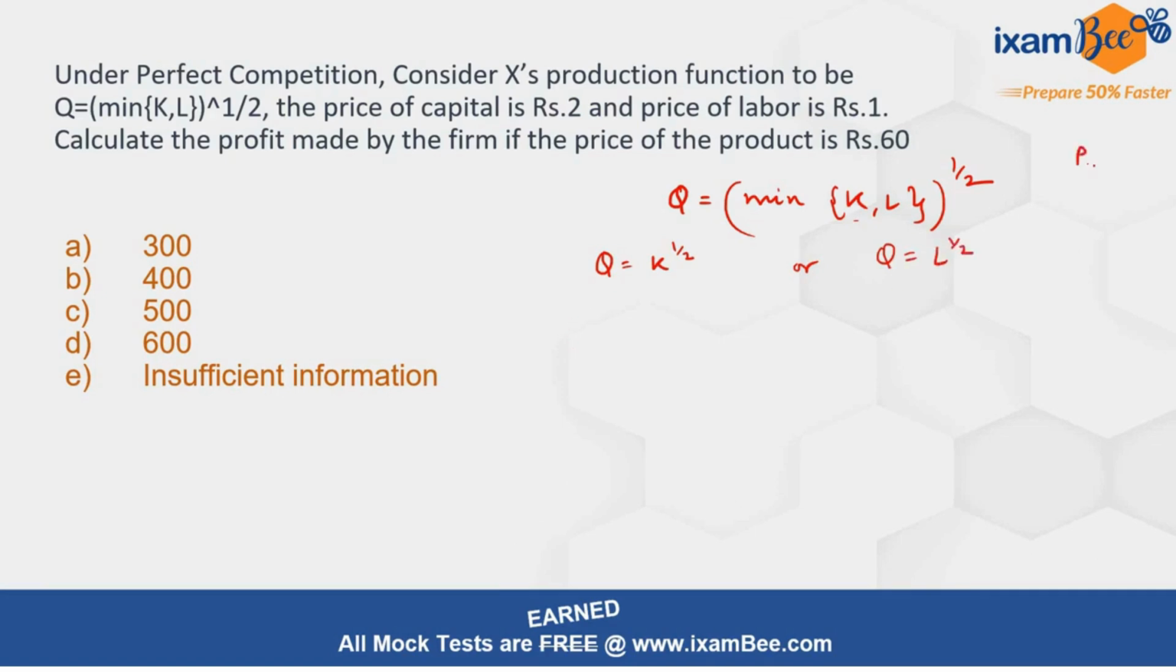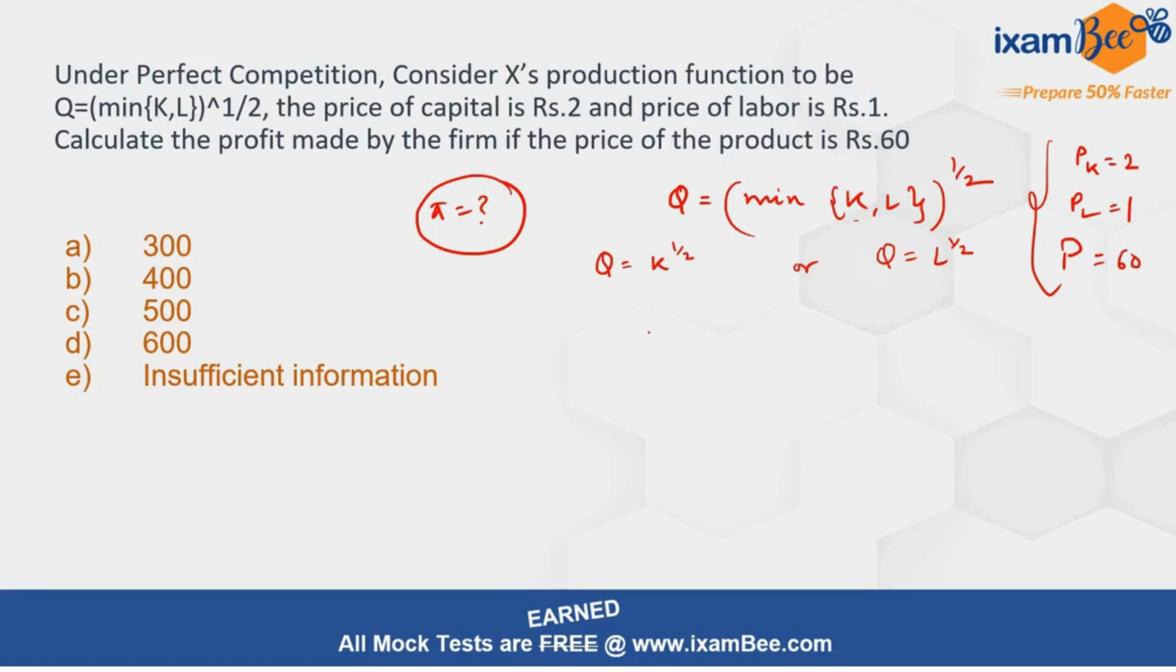And the price of capital is given to be 2, price of labor is given to be 1, and the price of the product is given to be 60. This much information is known. We want to calculate the profits that is made by the firm. Okay, so for the profit, you need to know the total cost that the firm has incurred and the total revenue. Then you take the difference and that will give you the profit.